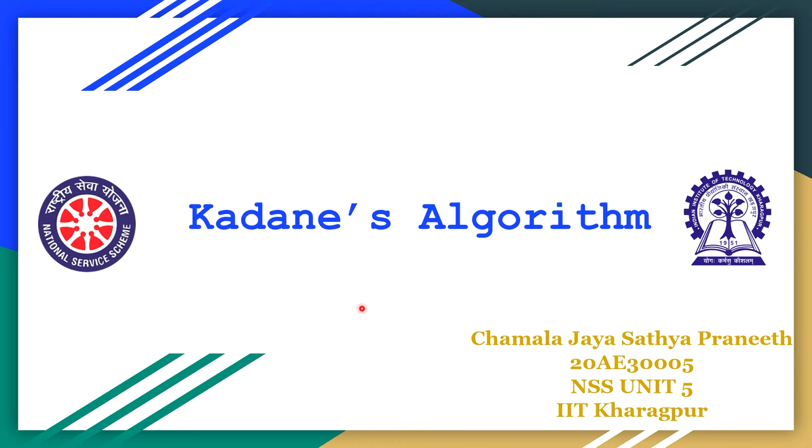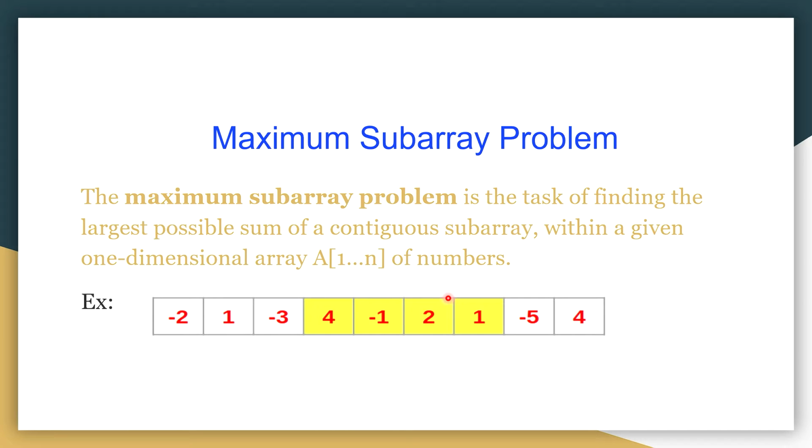Today we are going to discuss an interesting algorithm called Kadane's algorithm. Before going to it, first let us discuss a problem. It is called the maximum subarray problem. The maximum subarray problem is the task of finding the largest possible sum of a contiguous subarray within a given one-dimensional array of numbers. For example, let us take an array.